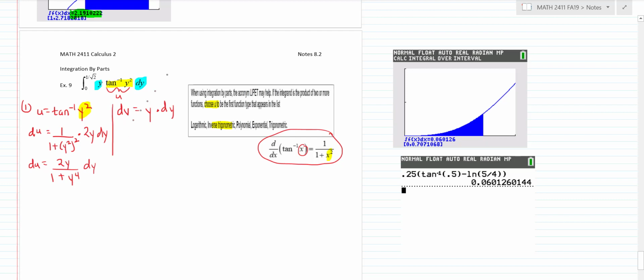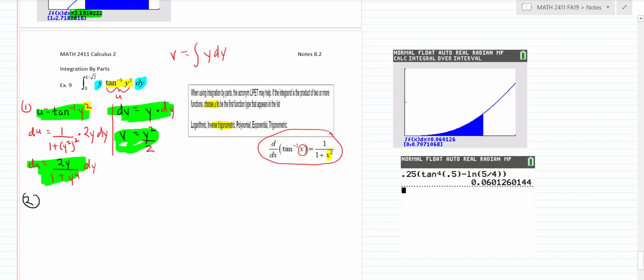Okay, and then for dv, v is just going to be the integral of y dy. So what's v? That's y squared over 2. Okay, so now we've got what we want. There's u, there's dv, here's du, there's v. We're now ready to put this in integration by parts. We're doing u times v minus the integral of v du.